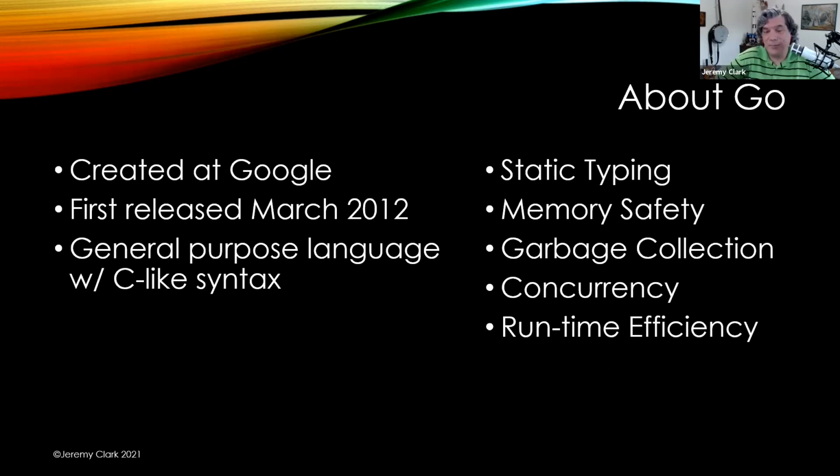It does have static typing and memory safety. So for example, there are pointers in Go. However, if you try to run off the end of a pointer, then you're going to get a panic. And I'll talk about panics a little bit as we go. It is a garbage collected language, so you don't have to worry about freeing your memory. And there's concurrency built in, and we'll see just how built in that concurrency is. And it was designed for runtime efficiency. So it's designed to be fast.